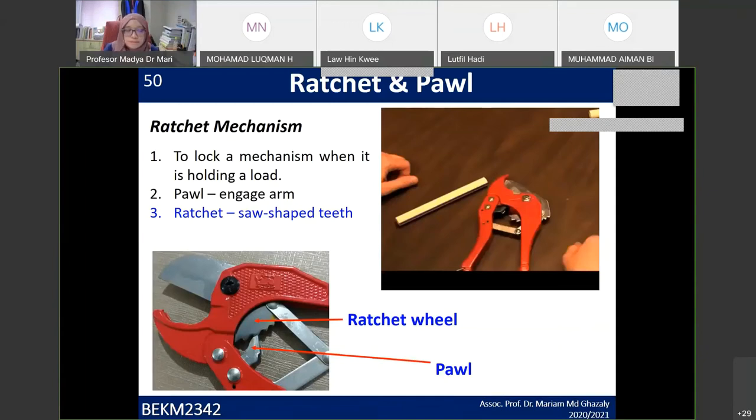Hardware store. This one is actually mine at home. So, have you seen this before? What is the use for a ratchet mechanism? Anyone?